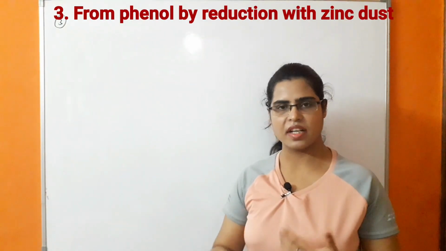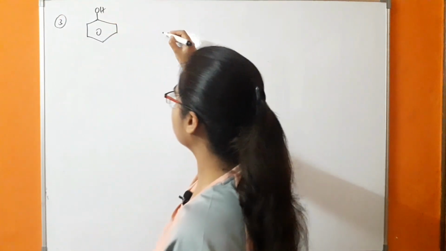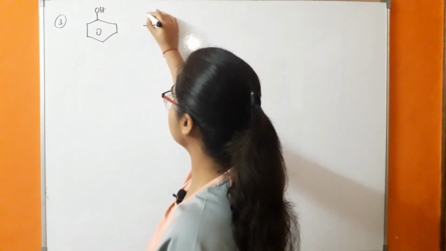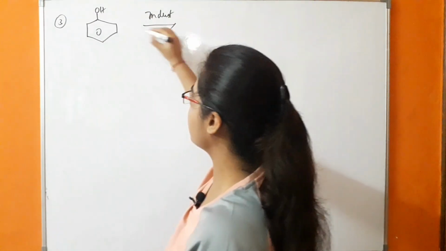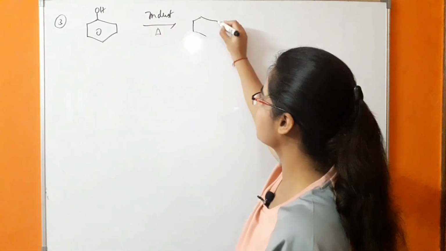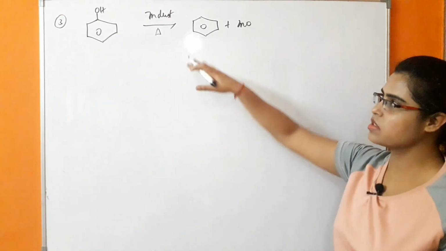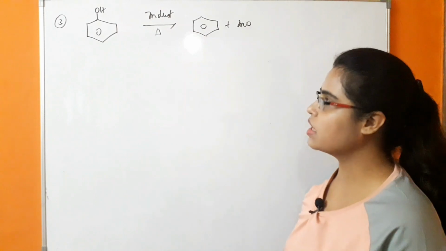Third reaction is by the reduction of phenol. So what is happening in this case? This is phenol. In the presence of zinc dust and heat, there will be formation of benzene and removal of ZnO. So this is the reduction with the help of zinc dust.